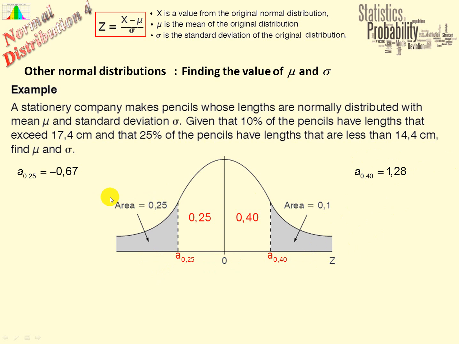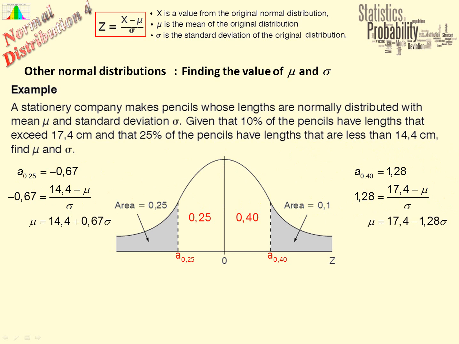So now from there we have simultaneous equations. We have the z-scores, we have the x values, which are 17.4 and 14.4, and we need to find mu and sigma. So there we are. 0.67 is related to the 14.4 length, and 1.28 is related to the 17.4 length. So now let's find both of those in terms of mu.